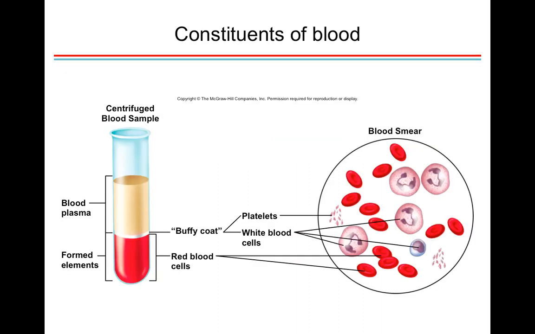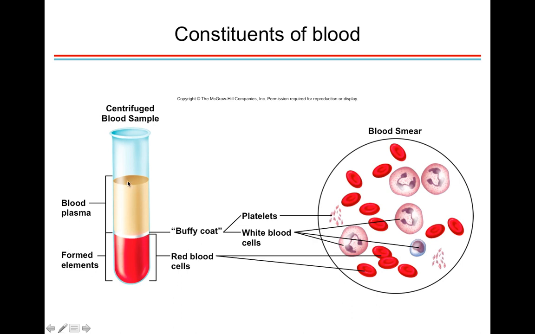veins in the body. And the volume of blood is about 55% plasma by volume and 45% formed elements, which are cells. So if blood is centrifuged, as shown in this diagram over here, we have the formed elements that go to the bottom and the blood plasma that goes to the top.